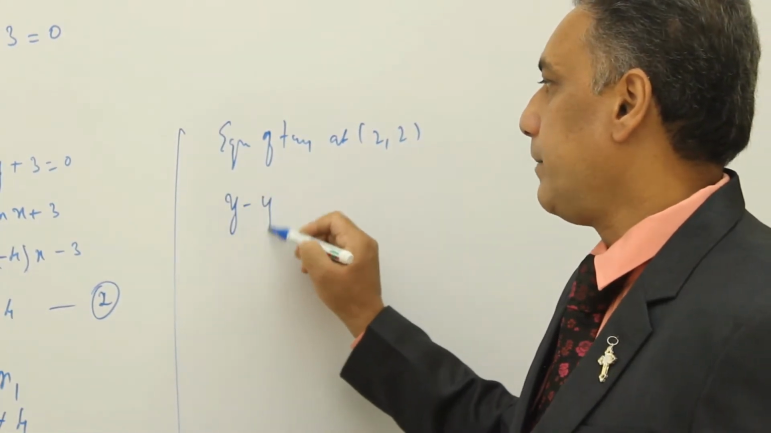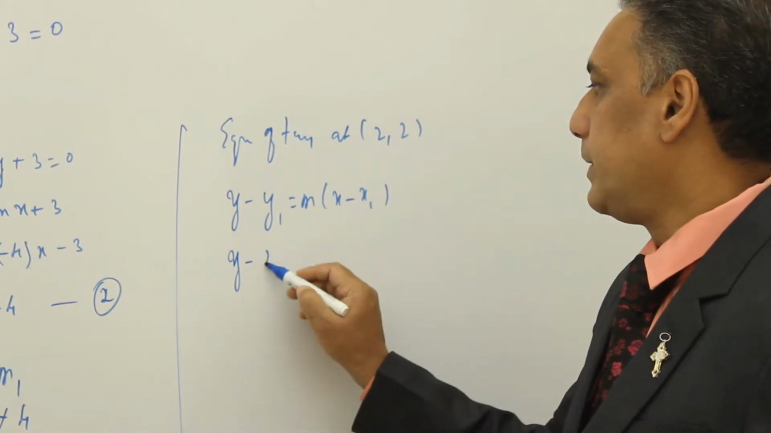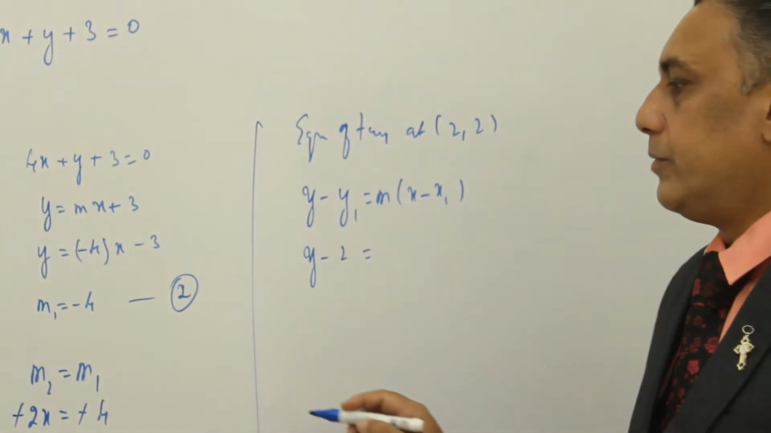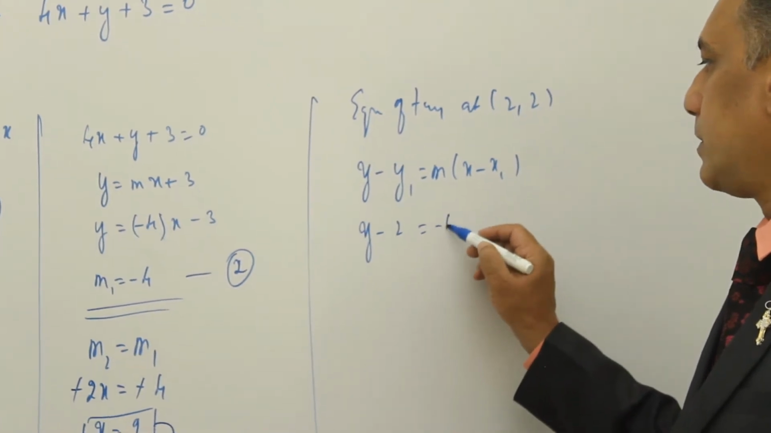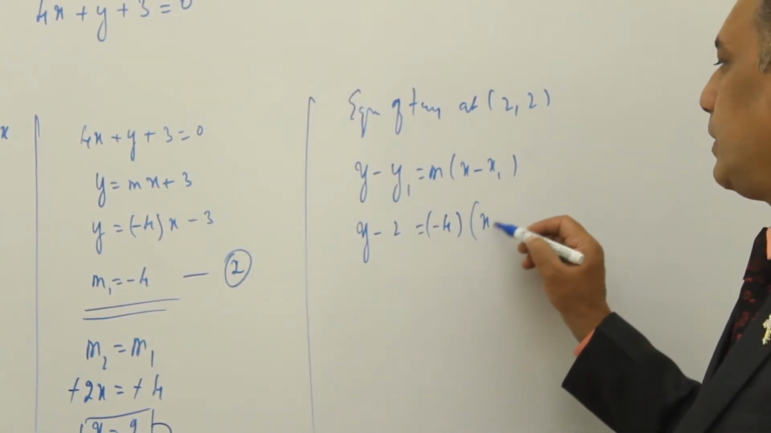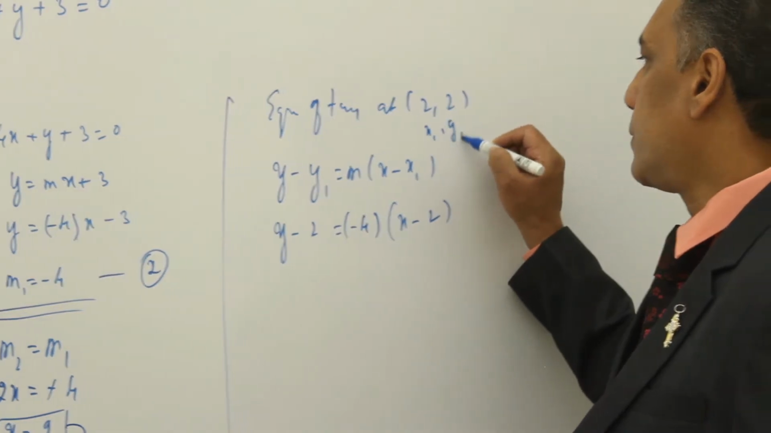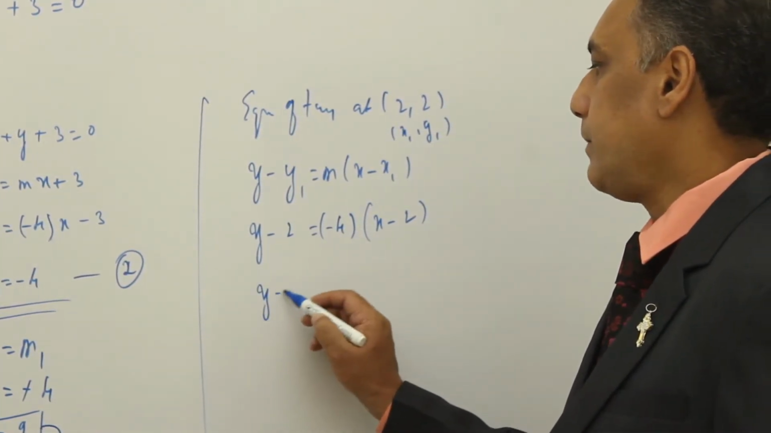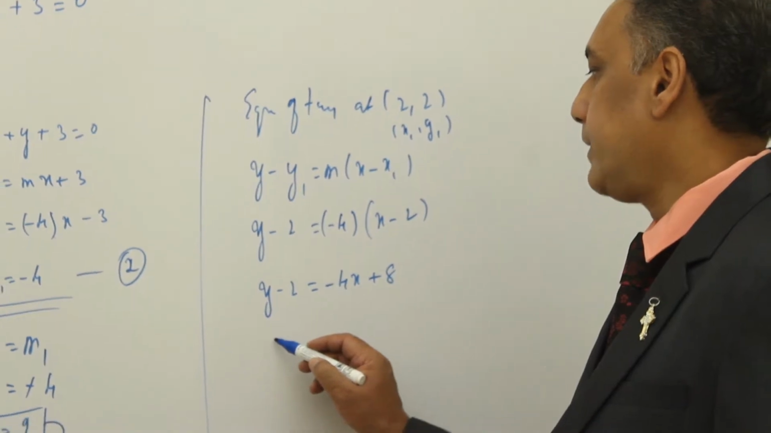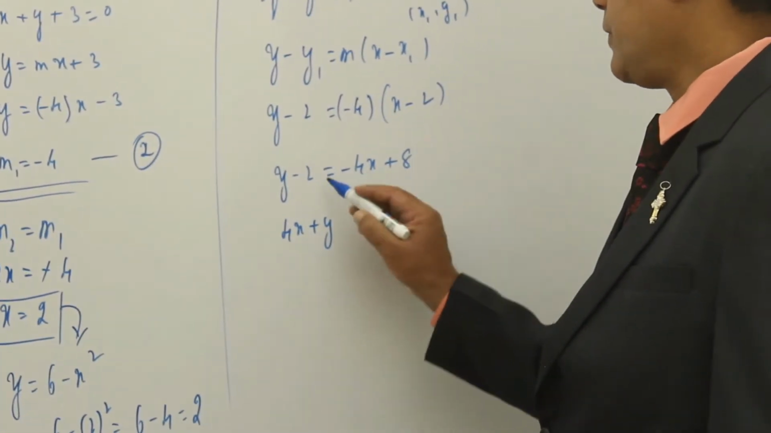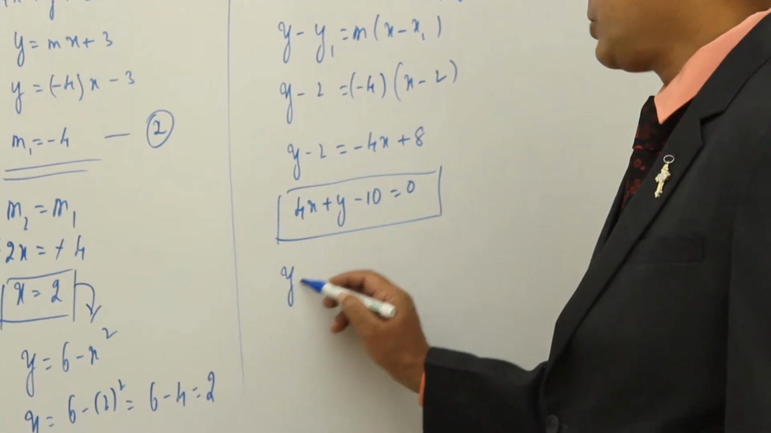So the equation is nothing but y minus y1 equal to m into x minus x1. So you will be getting y minus y1, which is 2, equals slope, and the given slope is nothing but the same, minus 4, into x minus x1. This is x1, this is y1, the given points. So we got this equation: y minus 2 equals minus 4x plus 8. Transposing the other side, we get 4x plus y, shifting it that way, minus 10 equal to 0. This is the equation of the tangent. Then the equation of the normal.